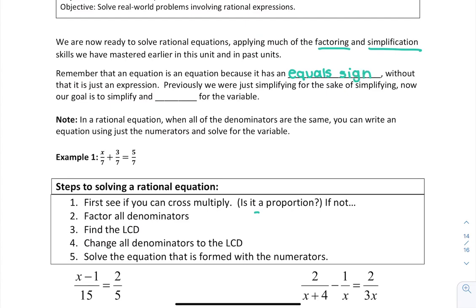Without it, it's just an expression. So previously, we were just simplifying for the sake of simplifying. Now our goal is to simplify and then solve for the variable. So note, in a rational equation, if all of the denominators are the same, we can write the equation using just the numerators to solve.